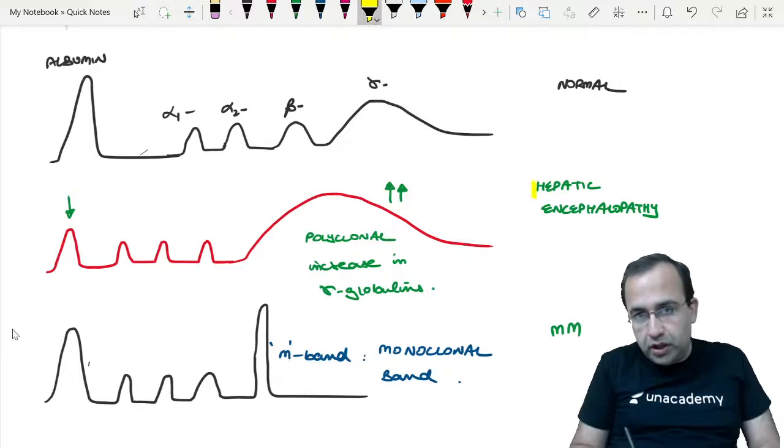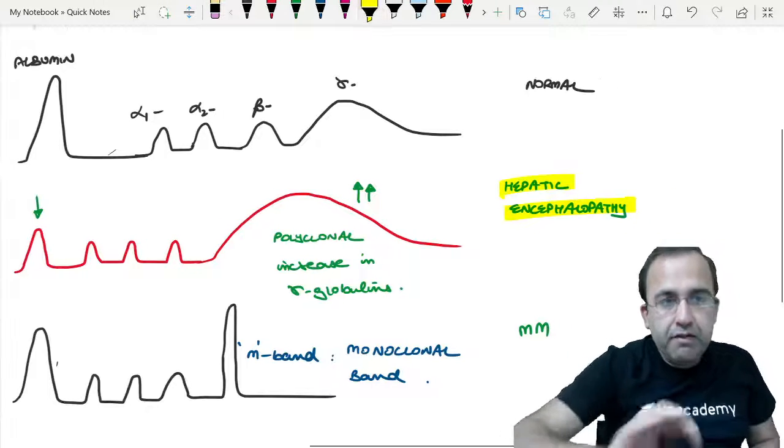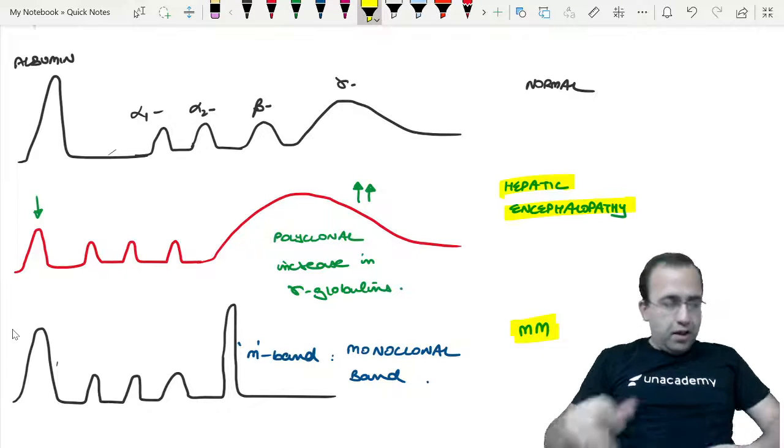So do not confuse it with hepatic encephalopathy. A very common mistake, very common mistake with multiple myeloma.